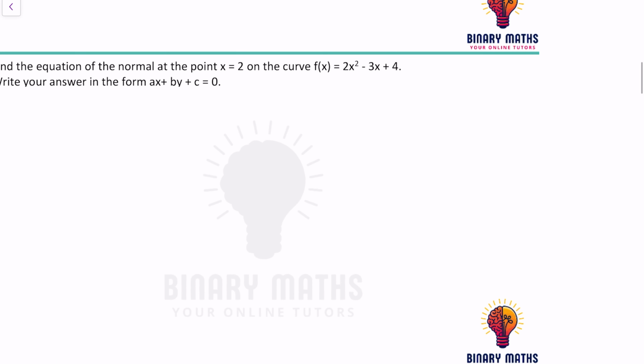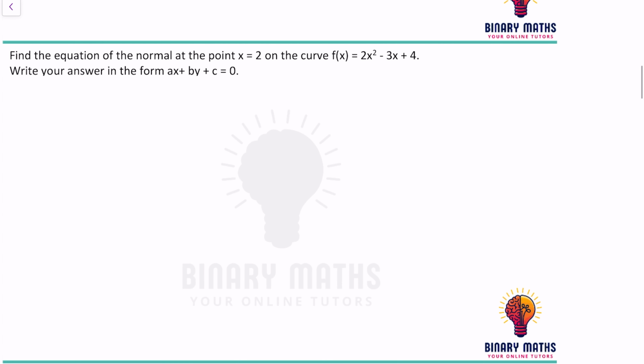Okay, next example, find the equation of the normal. Because when we differentiate, we find the equation of the tangent, then that will help us find the equation of the normal. So first we need to find the gradient of the tangent. So first thing is differentiate. So when I differentiate 2x squared minus 3x plus 4, I get 4x minus 3.